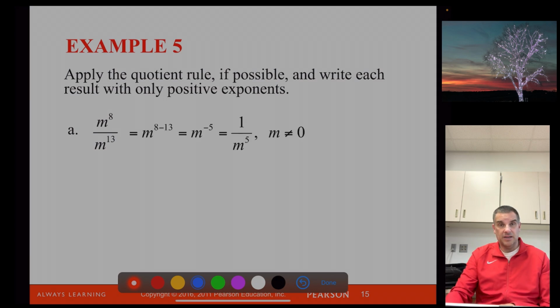Same thing. They just did the 8 minus the 13 and got negative 5, but since we can't have negative exponents, same answer. Okay. Same base.